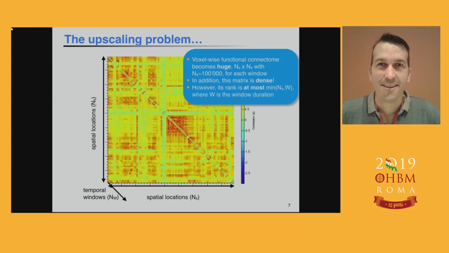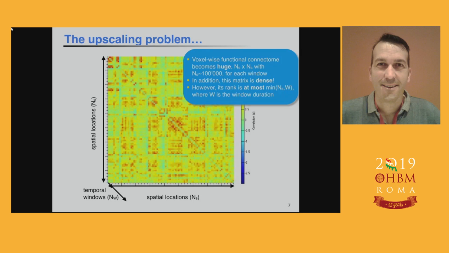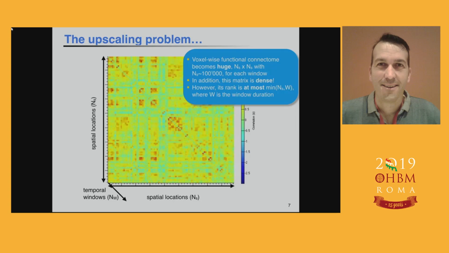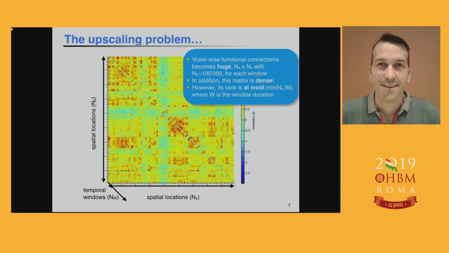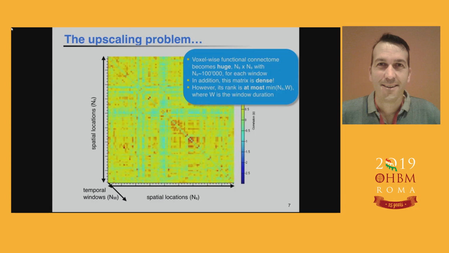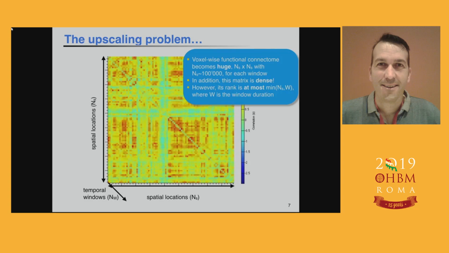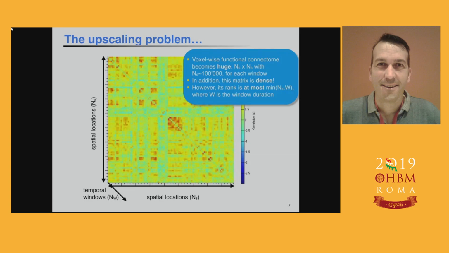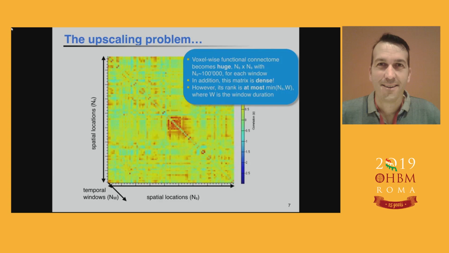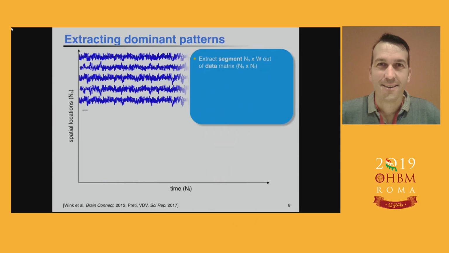However, mathematically, this matrix will actually be of low rank. The rank will be at most the minimum of the number of spatial locations, so 100,000, and the window duration, W, which is, of course, a lot lower than 100,000. Let's say if you go for 60 seconds in HCP data, it will be 80 frames. So the rank is 80, which means it's a lot lower than 100,000. Actually, the intrinsic information captured in this huge matrix is not so high.